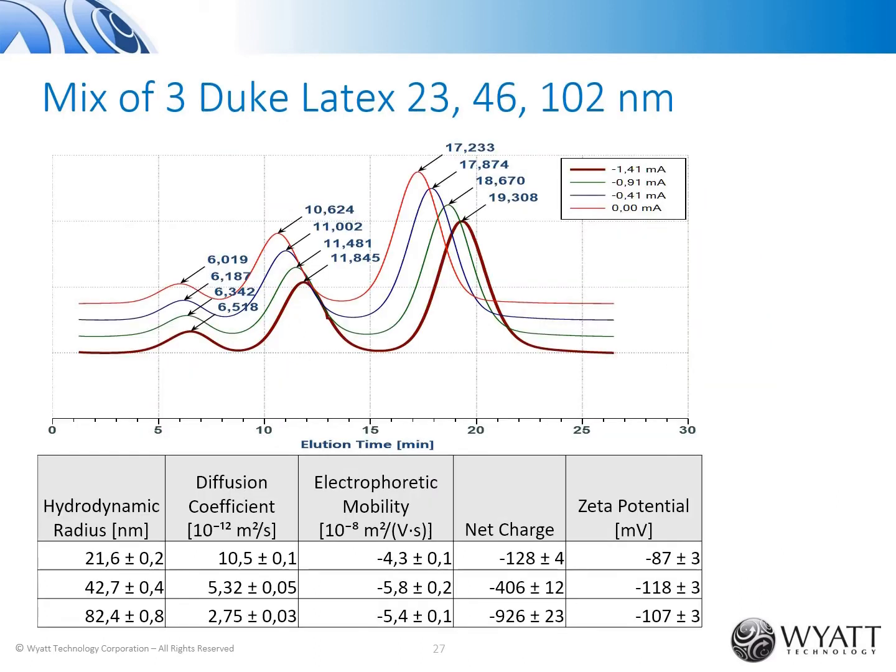Here is an experimental result showing just that: a systematic shift of retention time of 3 polystyrene latex samples with increasing electrical current. This example illustrates how we can calculate the charge on several components in the sample simultaneously. This is a capability which a batch measurement in principle does not have, like a conventional zeta potential measurement using light scattering. Let's now see what EAF4, the electrical field flow fractionation, can tell us about proteins.